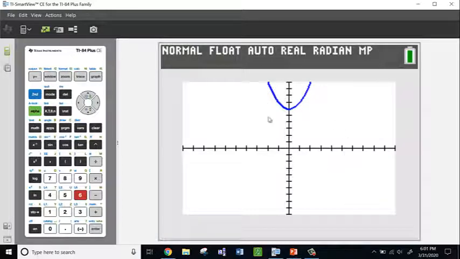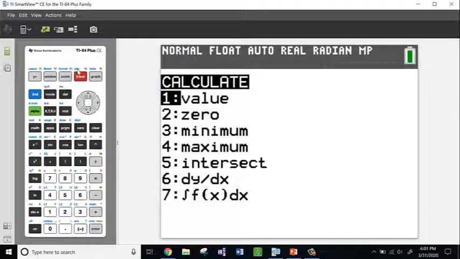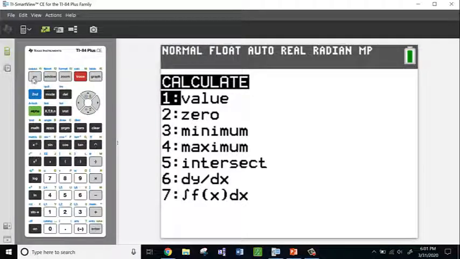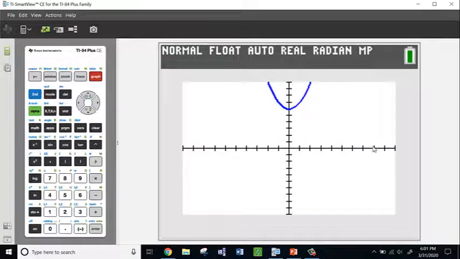So once your graph is there, you're going to hit second trace. In doing that, it's using the calculations up here in blue. I can ask it for a lot of different things. What you're going to be more concerned with today is the min and max and the zero. Because remember that the words zero and root and intercept and solution all mean the same. So let me go back to my graph now. This does not have any x-intercepts, therefore it does not have any real solutions because my graph is not touching the x-axis.